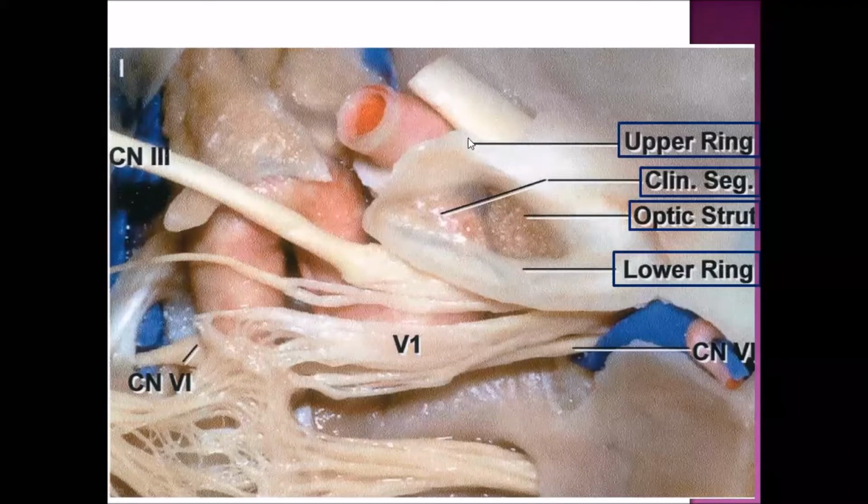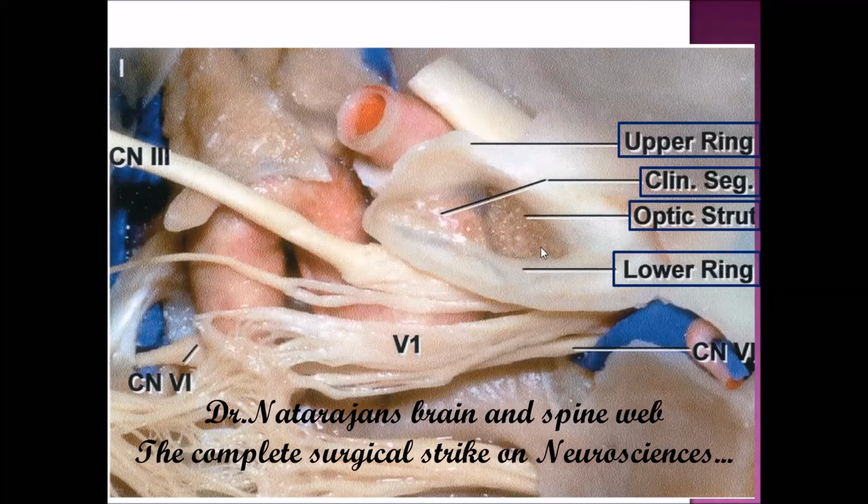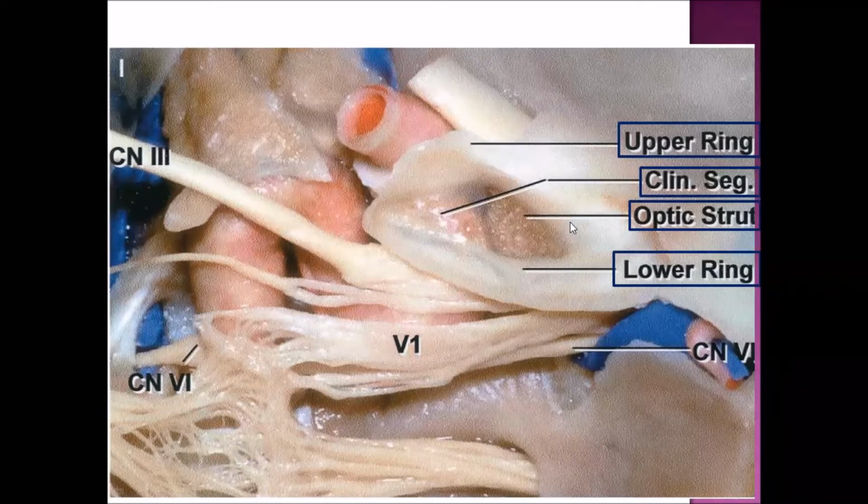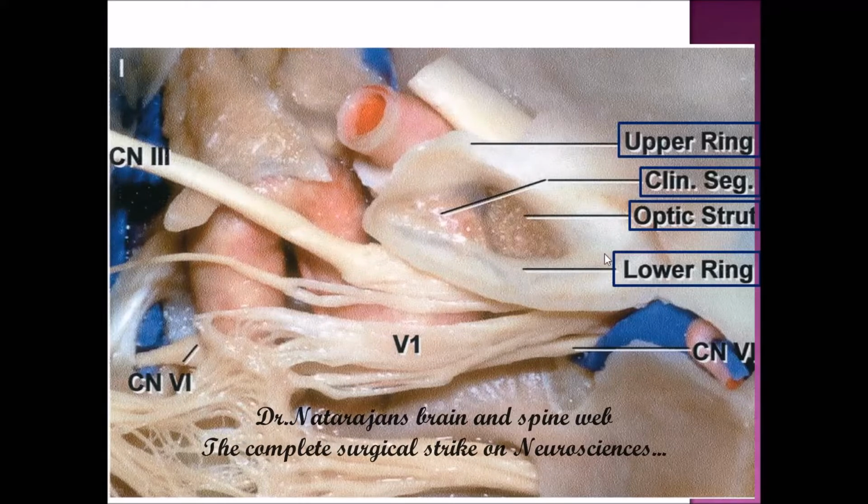Here you see the upper dural ring, and here the lower ring. These dural rings are formed by the dural reflection. That part of the dural reflection which runs above the anterior clinoid process forms the upper ring. The one which runs below the anterior clinoid process forms the lower ring.